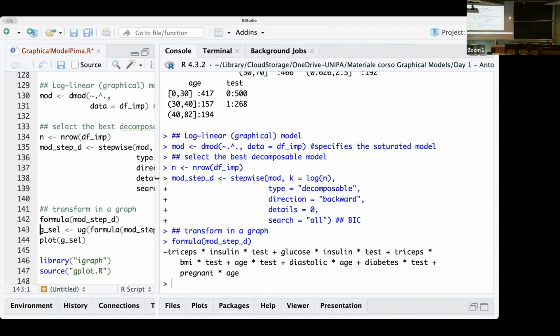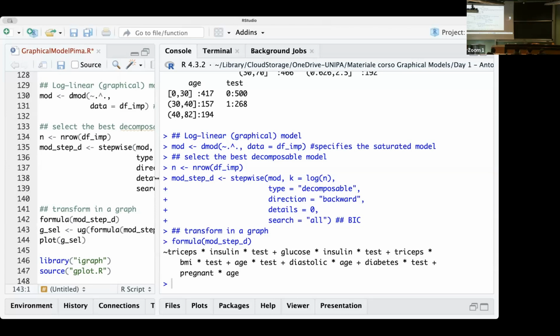How do I build a graph? Like this one, triceps, insulin and test, is my first clique. They are together, related. Here you have your second clique, which is glucose, insulin, and test. Here you have your third clique, triceps, BMI, test, and so on. You can go on.